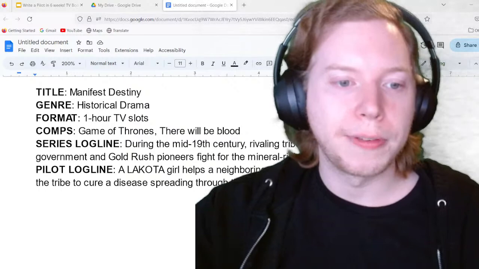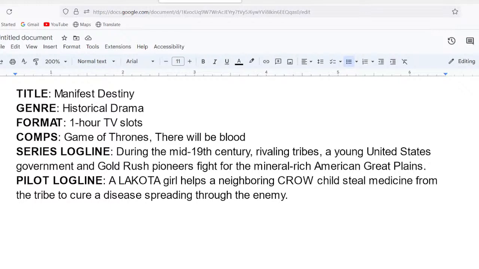Okay, so I have no notes for the series logline except you're probably going to want to say rivaling indigenous tribes, but regardless of that, the comps look good. Game of Thrones, There Will Be Blood. I would probably pick Barkskins instead of Game of Thrones, just because we don't want to make people think there's going to be fantasy elements in it, but I get what you mean. A lot of people do comp Game of Thrones if it's going to be a big historical-ish ensemble, but I would probably just pick something historical.